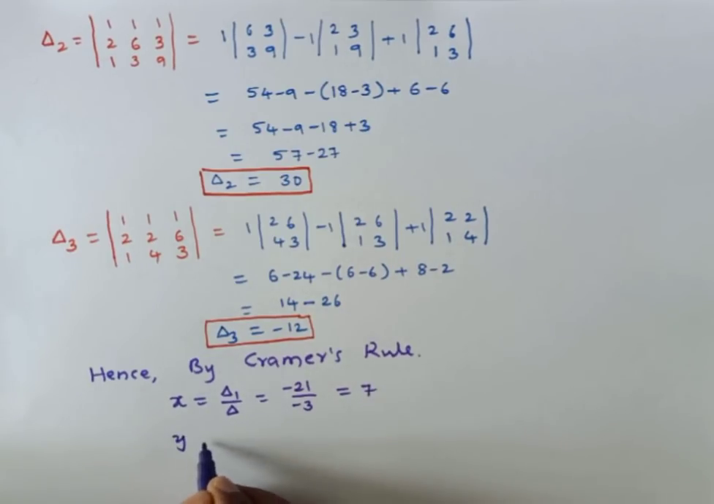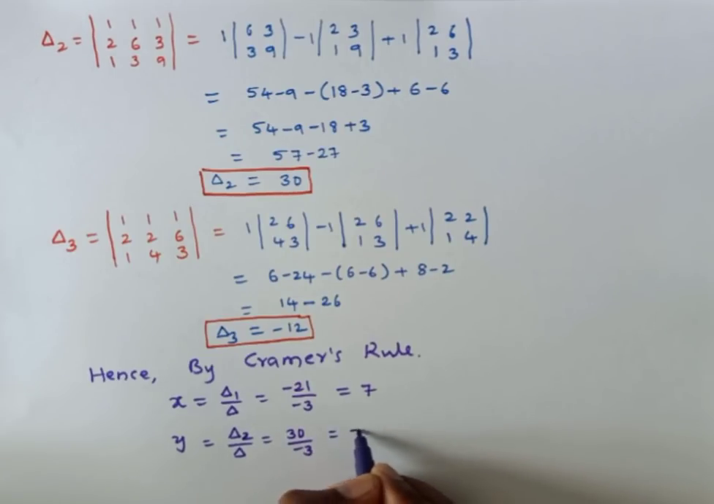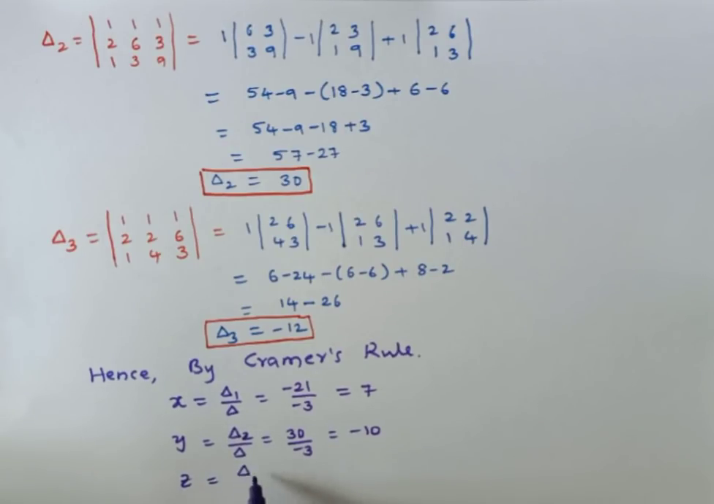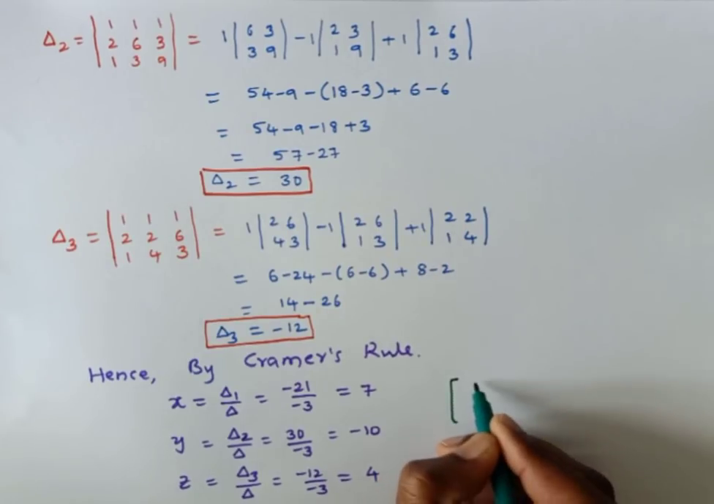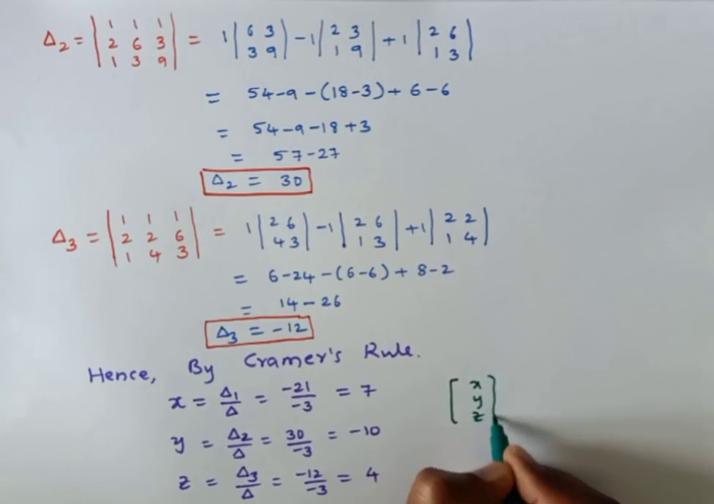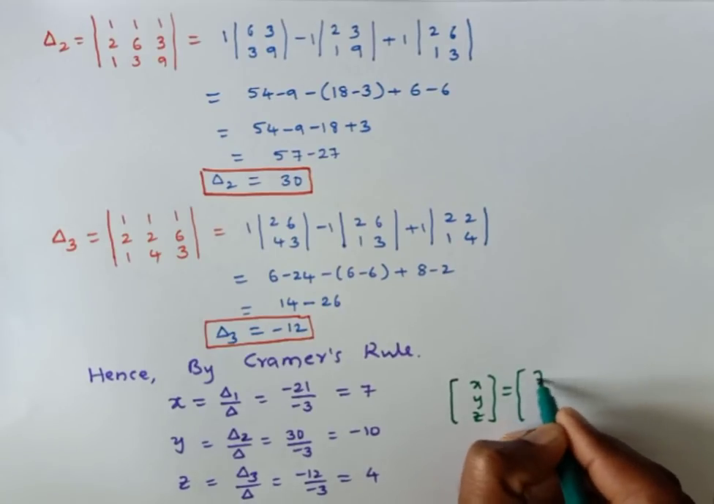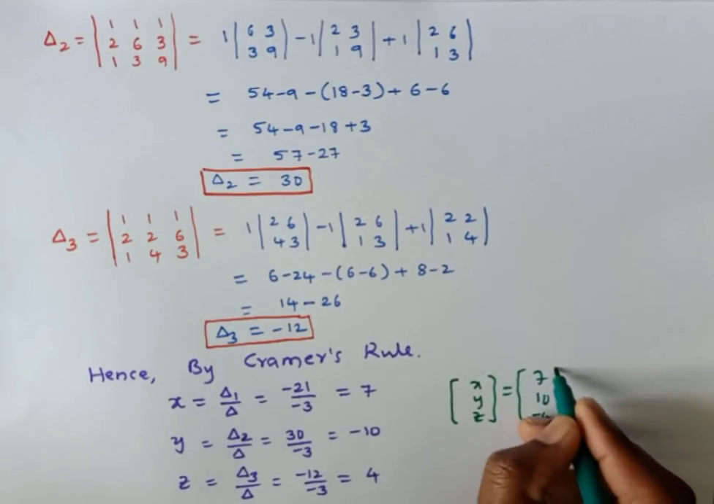And the value of y, by Cramer's rule, we can write as delta 2 by delta. This is 30 by minus 3, so we can write it as minus 10. And z is delta 3 by delta. Then it is minus 12 divided by minus 3, which is 4. So therefore, the values of x, y, z are 7, minus 10, 4.